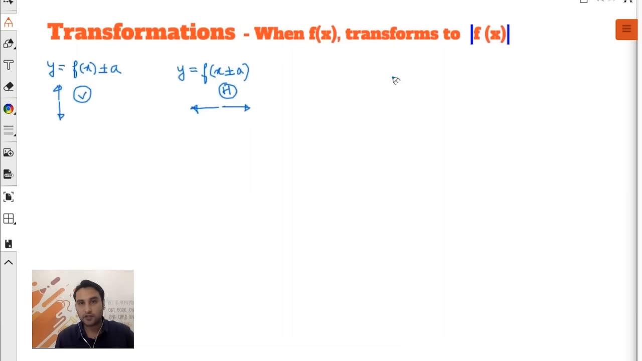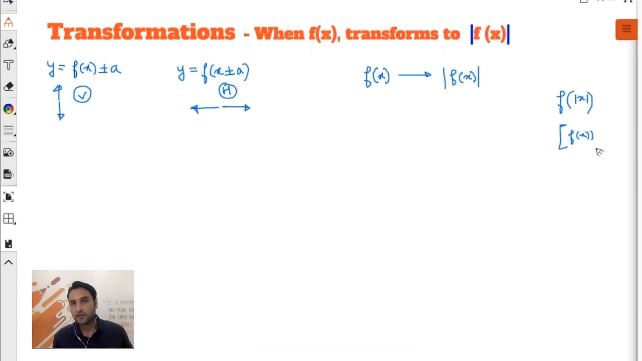Now I'm teaching you one more transformation. What if f of x transforms into modulus of f of x? Then how will the graph behave? Okay, and it is a favorite of IIT. Other favorites of IIT are f of mod x, greatest integer of f of x, f of greatest integer function of x, modulus of f of modulus of x.